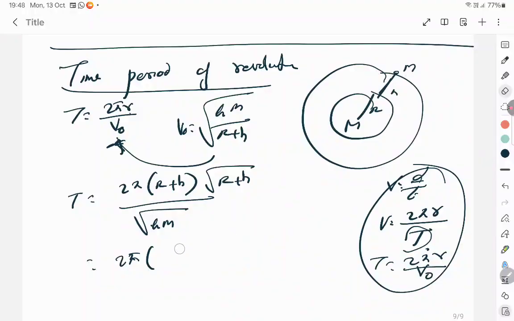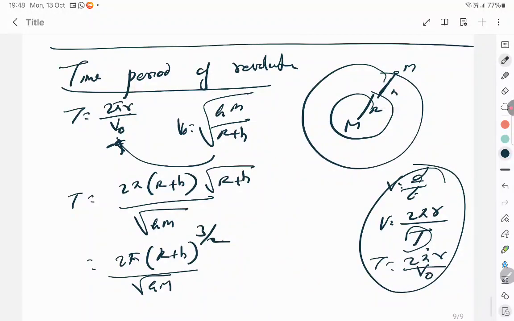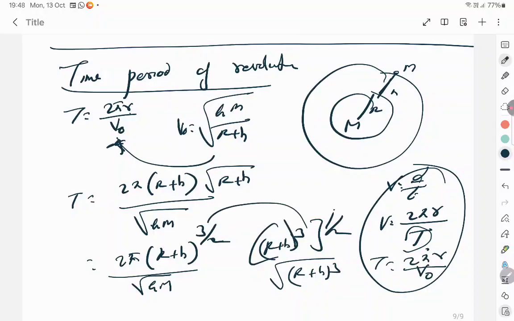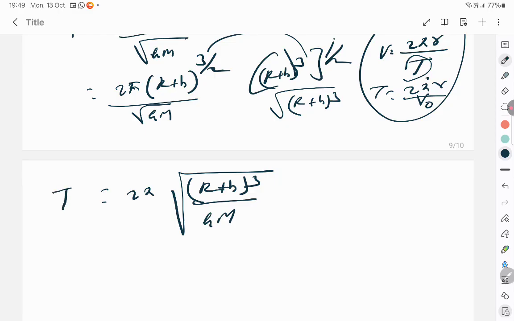So you cancel this and write it as r plus h the whole to the power 3 by 2 by root of GM. Now, this 3 by 2 alone you can write as r plus h the whole cube whole to the power 1 by 2. 1 by 2 is square root. So it is root of r plus h the whole cube. So therefore it is 2 pi into root of r plus h the whole cube by GM, and this is the formula I am getting for time period.